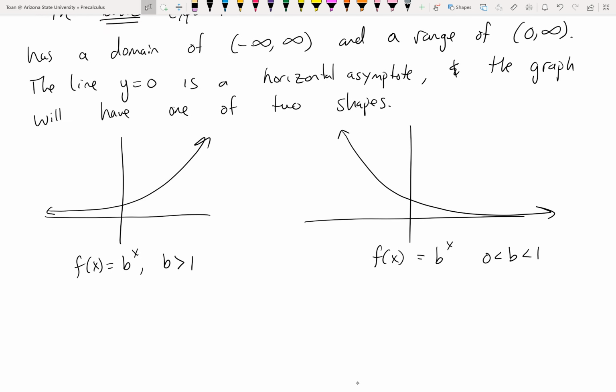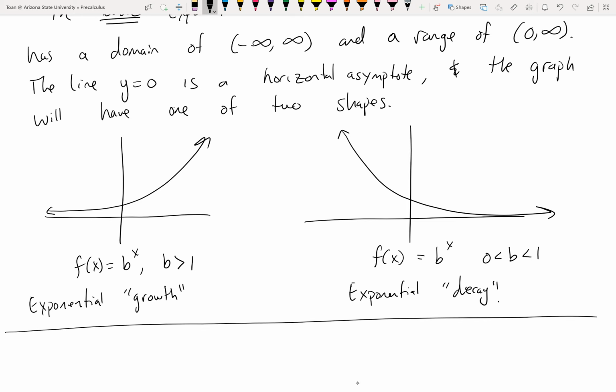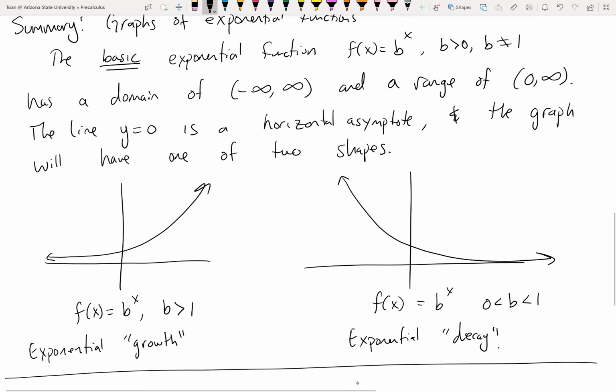We call graphs that look like the left, not surprisingly, exponential growth functions. And we call graphs that look like the right-hand side exponential decay functions. And all that determines if you have a growth or decay is your base.